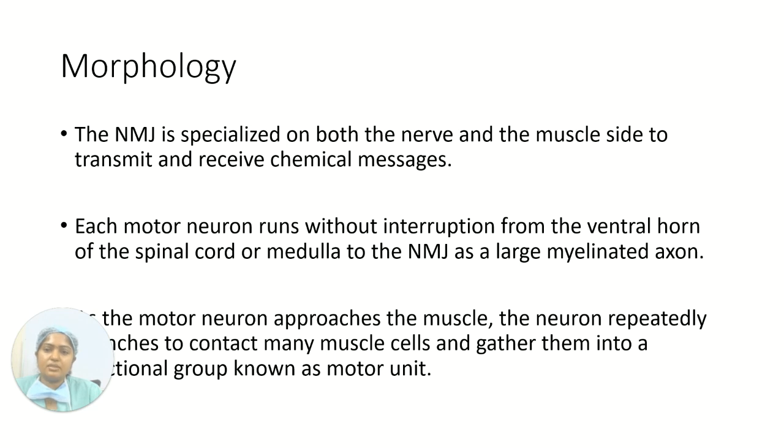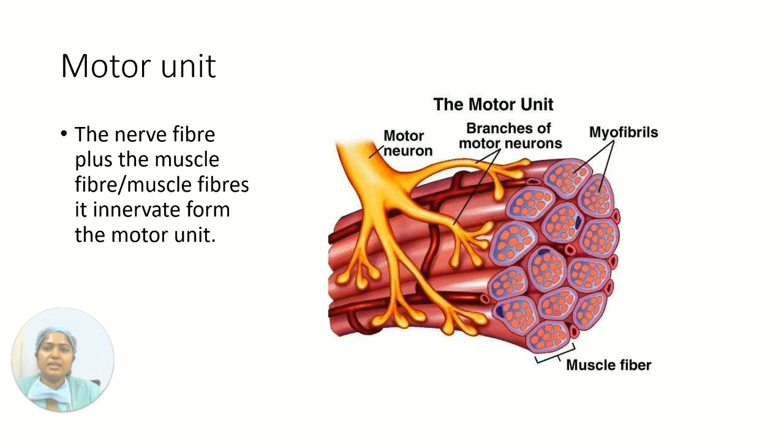As the motor neuron approaches the muscle, the neuron repeatedly divides to come into contact with many muscle cells, and together they form a functional group known as the motor unit. As we see in the picture, the motor unit consists of the nerve fiber plus the muscle fibers it innervates, which together form the motor unit.